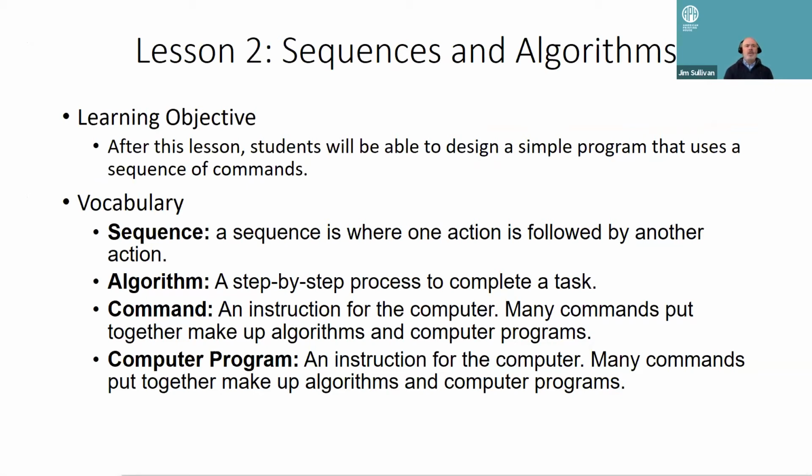So the first vocabulary word is sequence. A sequence is where one action is followed by another action. You open the car door, you sit down, you insert the key, you turn the key, and so on and so forth, right? Sequence. An algorithm is a step-by-step process to complete a task. So something similar, you pull the jar of peanut butter out of the cabinet, you pull the knife out, you open the peanut butter jar. It's a step-by-step process to complete a task.